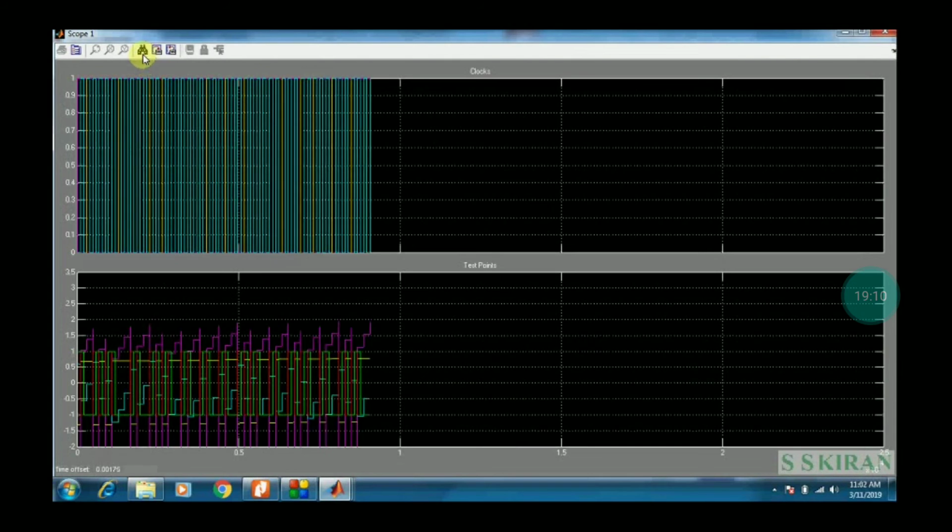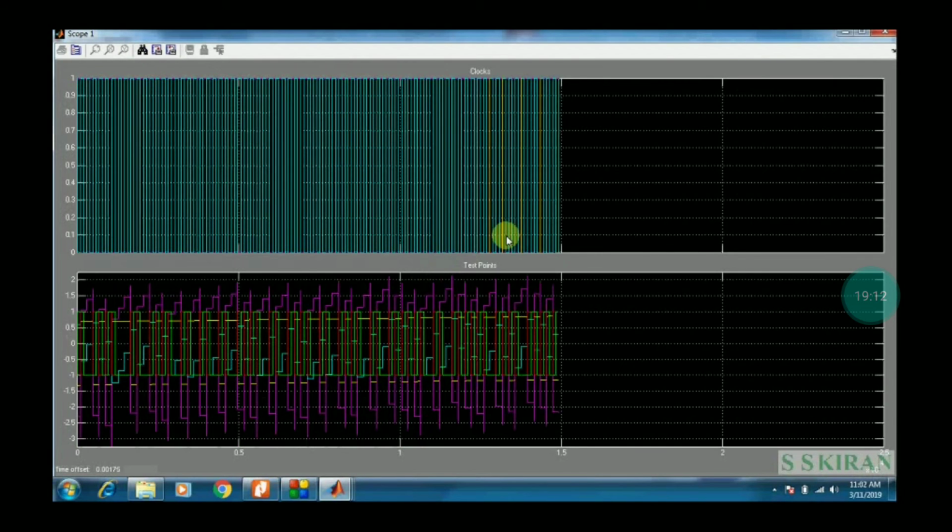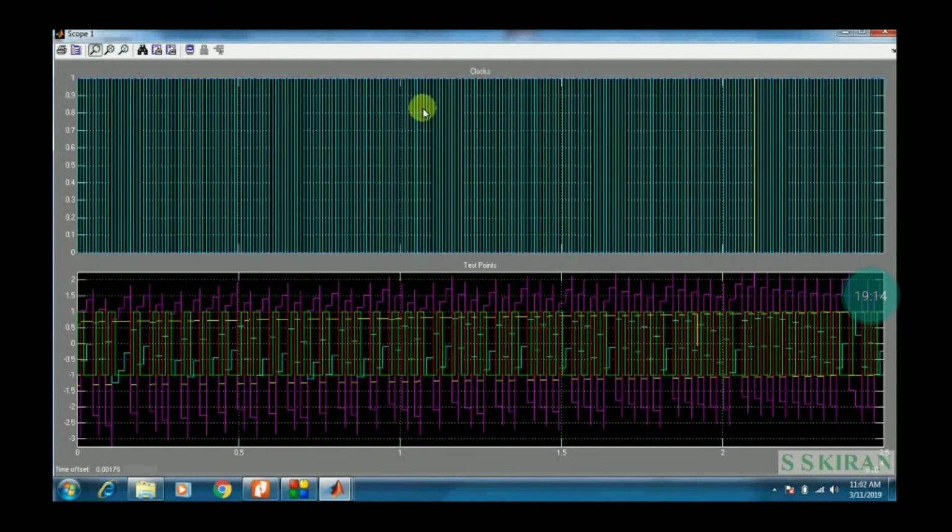These are the outputs of the switched capacitor with different clocks. That's fine. It's closed, right? You can close now.